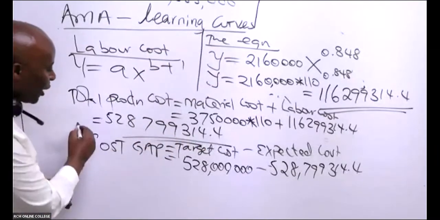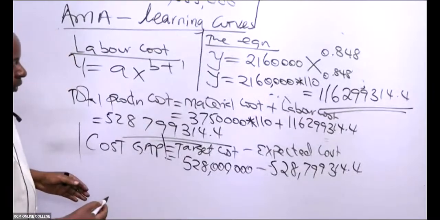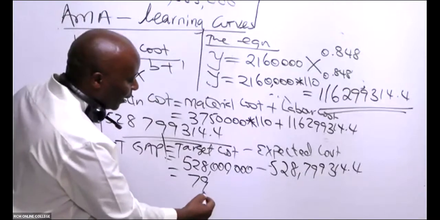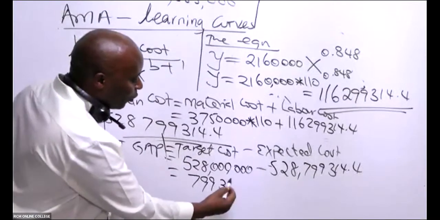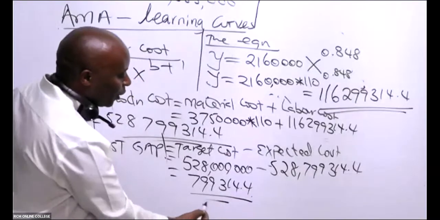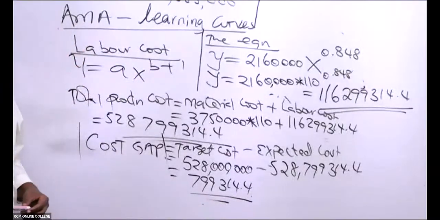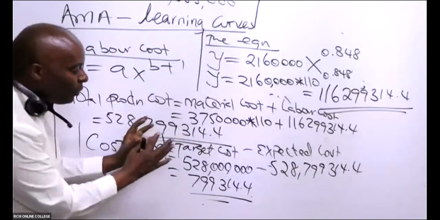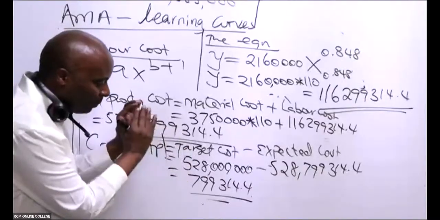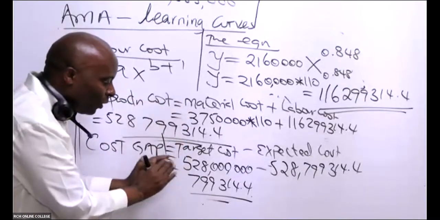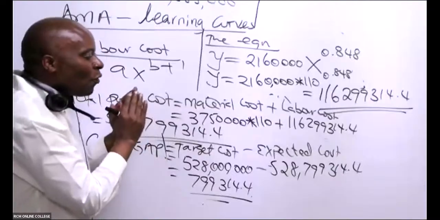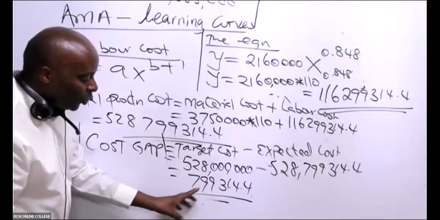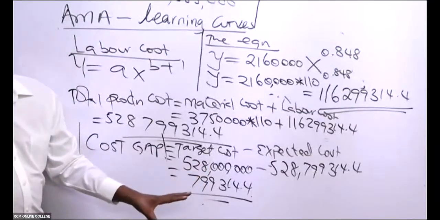Remember that this cost gap must always be positive. So in this case, the cost gap is what figure, somebody? 799,314.4. This is the cost gap which we need to close. This is an overshoot in our budget. Remember, the target cost is what we are budgeting to incur at maximum. The maximum ought to have been 528 million, but we have gone over the target cost by 799,314.4. Is that good or bad?